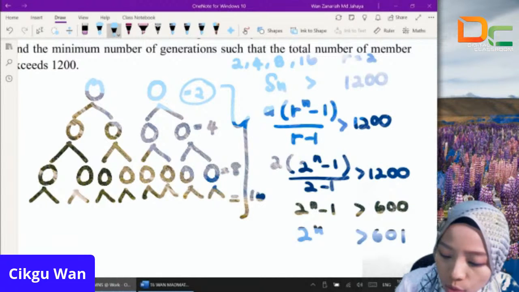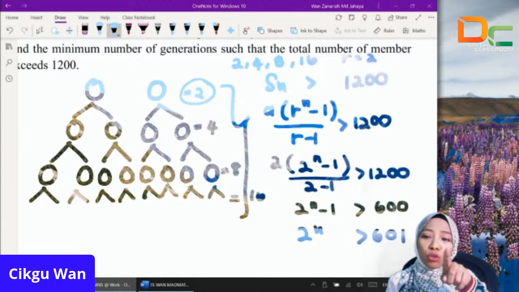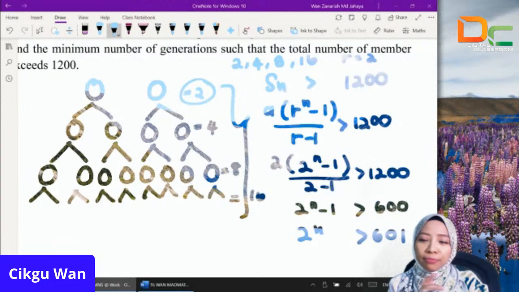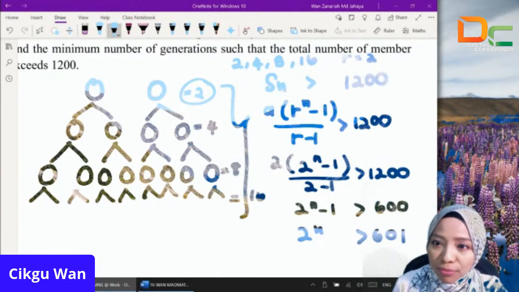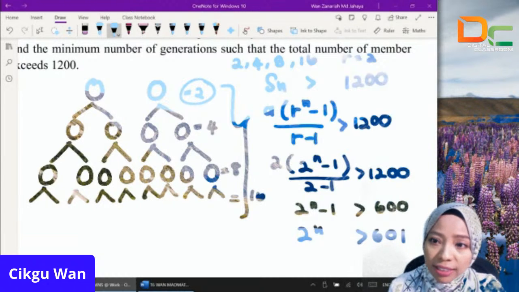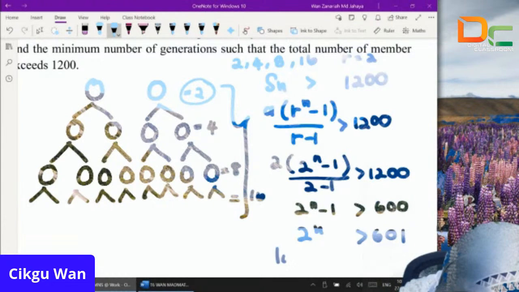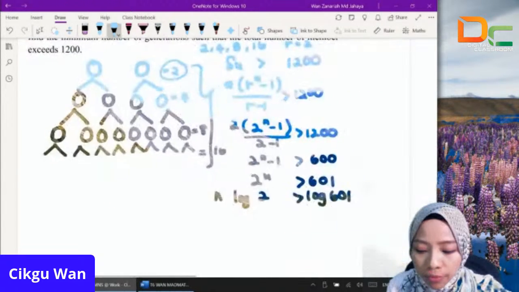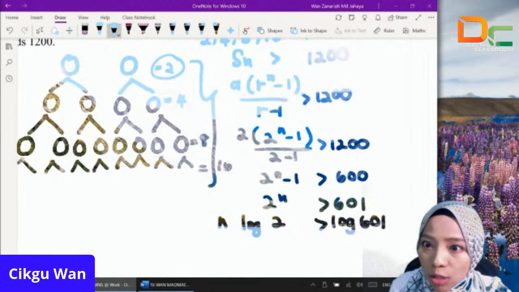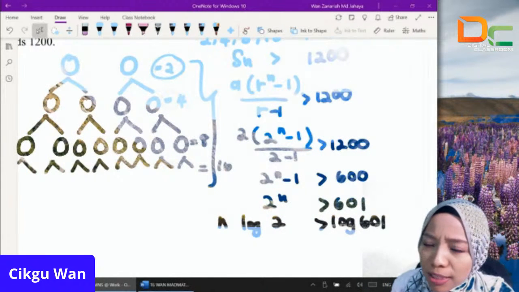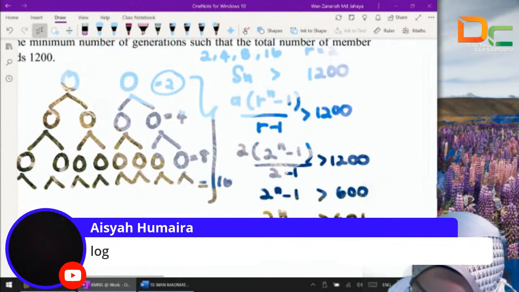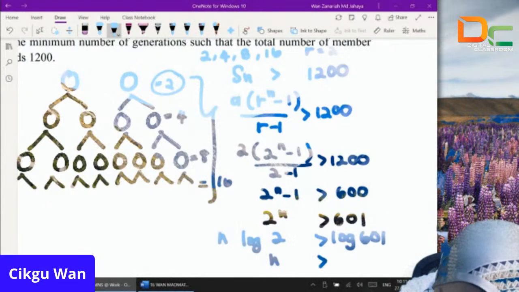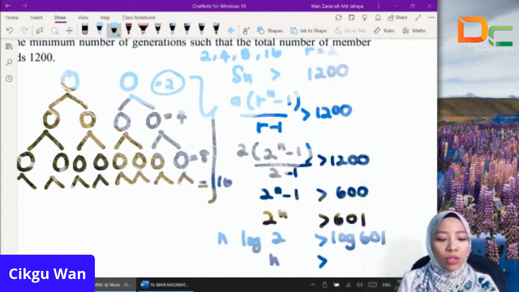So again, we want n. What we gonna do if we want n? Drop at the comment. Siapa yang pertama komen? Okay, kita mesti log both side. Yes. n log 2 greater than log 601. Yes, log both side. Okay, Hafiz Ilyas paling cepat. Luqman kena cuba lagi, Luqman. Okay, so n adalah, cuba tekan for me, log 601 over log 2 dapat berapa?